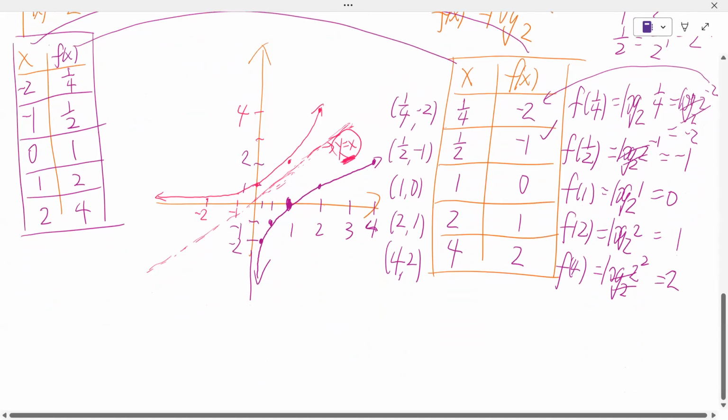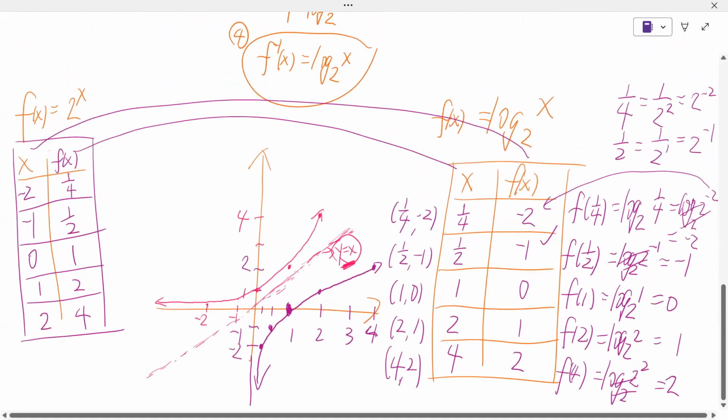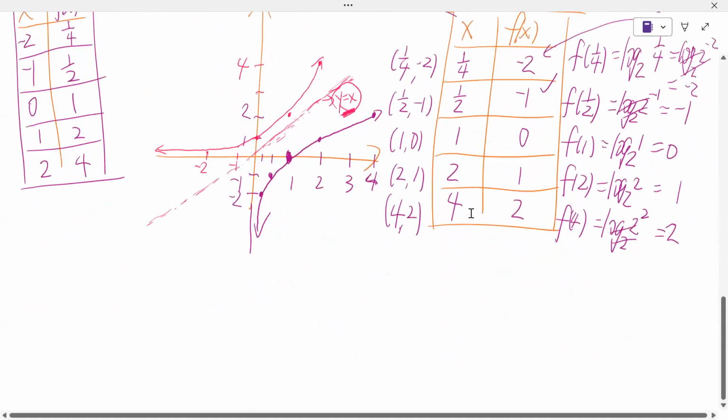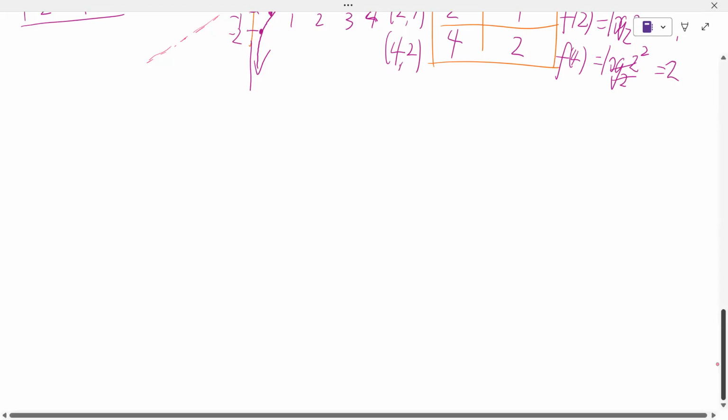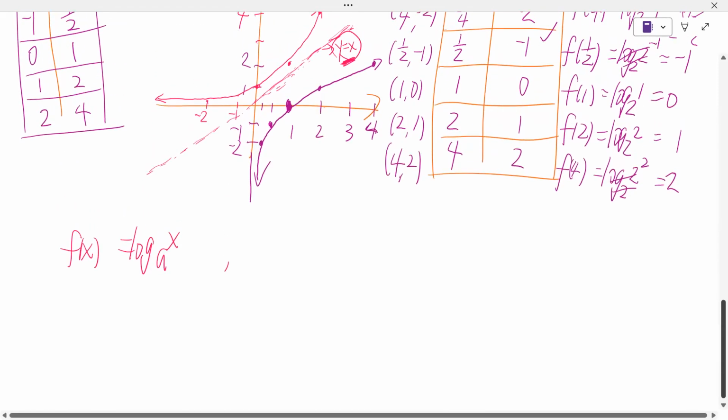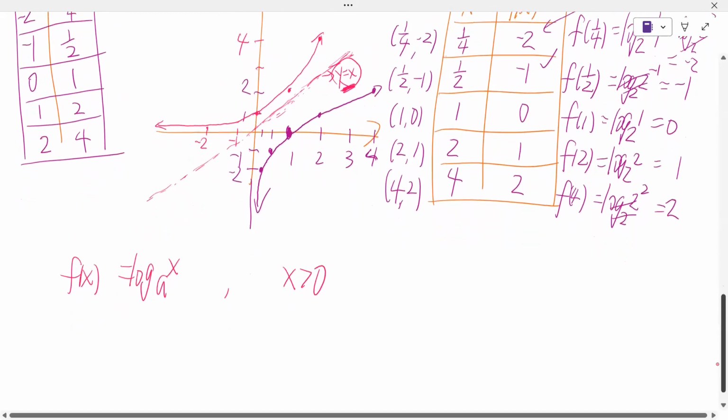I'm going to quickly talk about the general. Any question about this? So for the general logarithm, for any logarithm function, say, generally speaking, f of x equal to log a x, okay. Here there are a couple important things, right? X must be greater than 0. So the x value must always be positive, right?